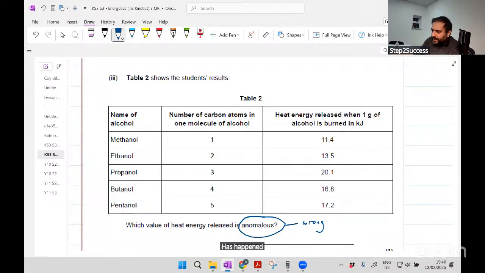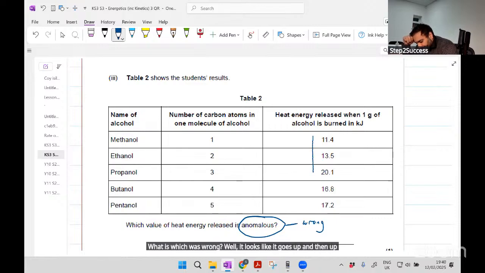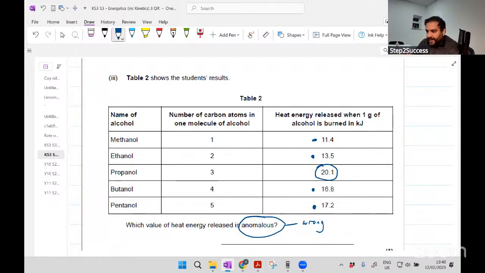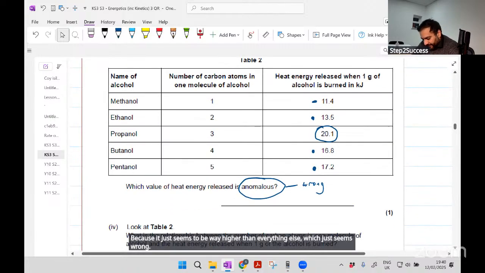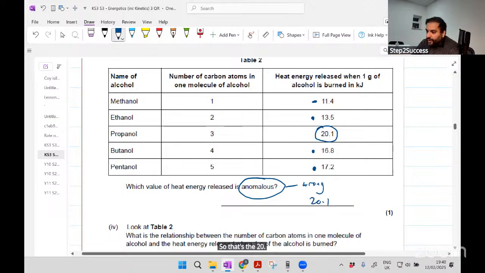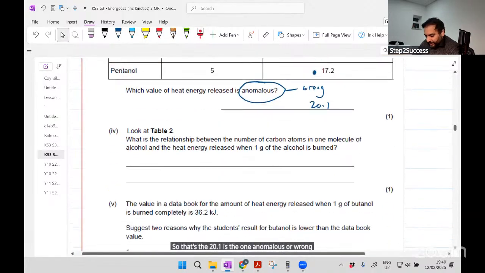Which was wrong? Well, it looks like it goes up and then up. Hmm. I mean, it's got to be that one, right? Because it shouldn't have gone up that much. So it's gone 11.4, then 13.5, and then this one was 16.8. This one was 17.2. This one just seems out of place, because it just seems to be way higher than everything else, which just seems wrong. So that's the 20.1 is the anomalous or wrong result, I suppose, or one that doesn't fit the pattern.